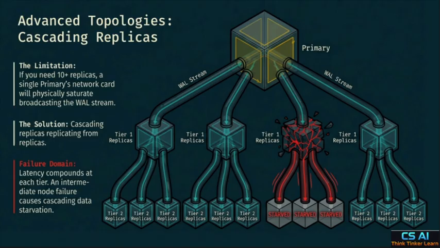What happens when you need dozens of replicas? A single primary's network card will physically saturate trying to broadcast the WAL stream to everyone. The solution is cascading replicas. Tier 1 replicas pull from the primary, then Tier 2 replicas pull from Tier 1. While this saves the primary, it creates a complex failure domain. If an intermediate Tier 1 node fails, it causes cascading data starvation for all the Tier 2 nodes beneath it.